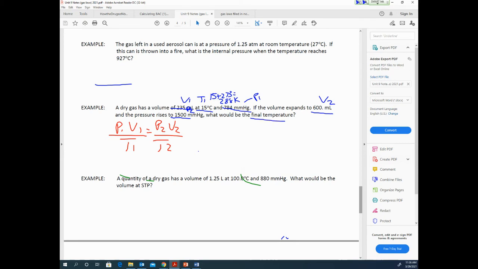And it says, what would be the final temp? So I'm looking for T2. That's what I'm looking for. So I need to figure out how to get T2 by itself. After I figure that out, all I have to do is solve for it. I want to get T2 by itself. So if T2 is being divided right now, to move it to the other side, or I can move those to the other side. I guess it'd be easier.